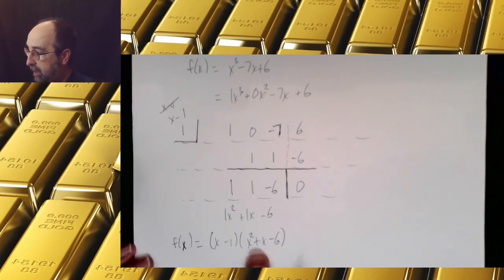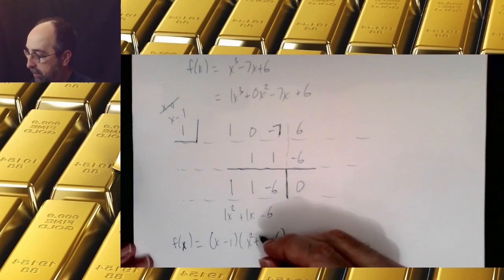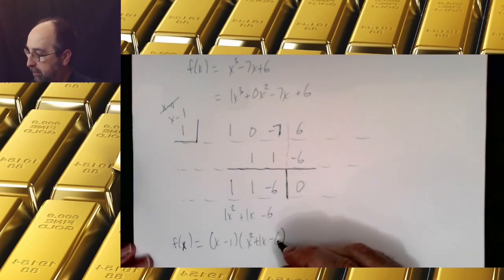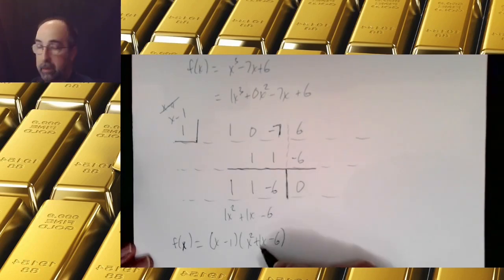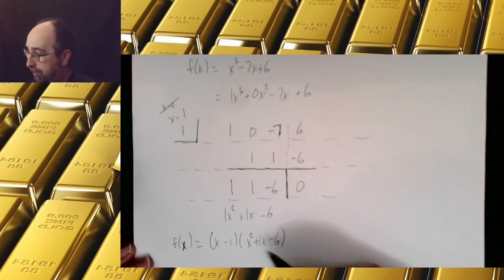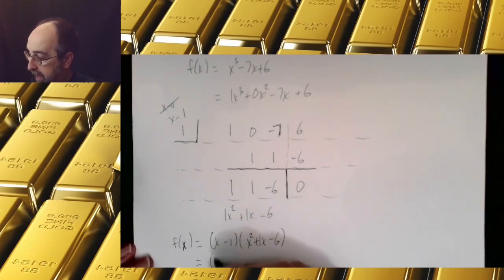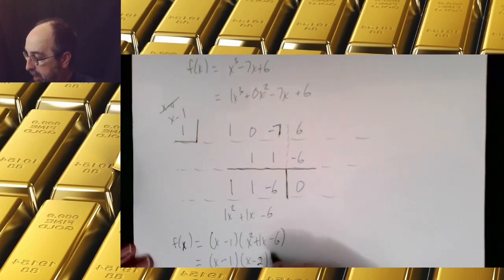I think if you take that off to the side and try to figure out factors of negative 6 that would add up to be a positive 1, you can get positive 3 and negative 2. So that means it's factorable, and we could have an x minus 2 times an x plus 3.